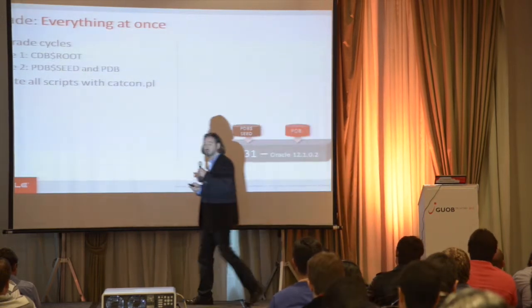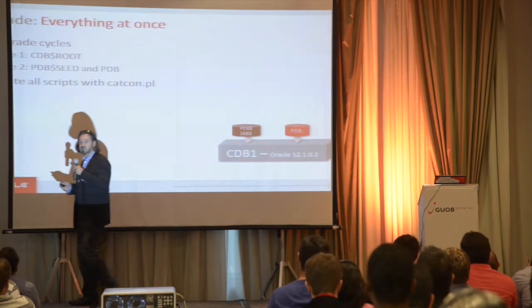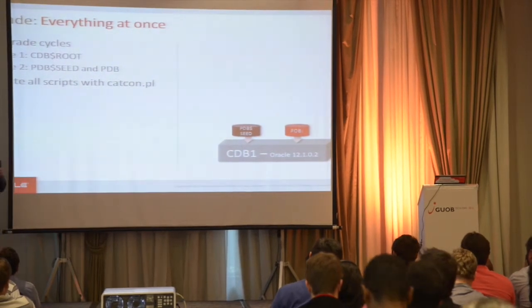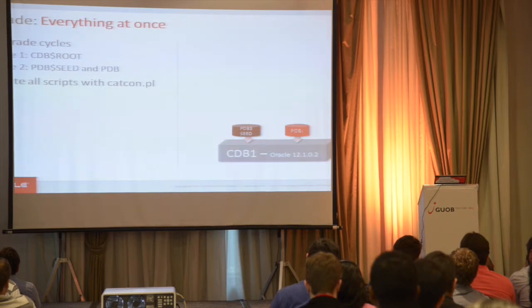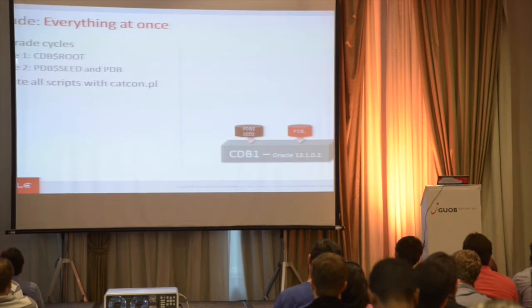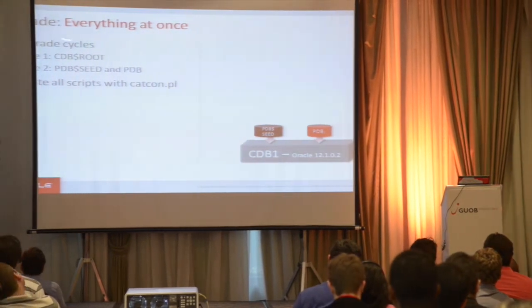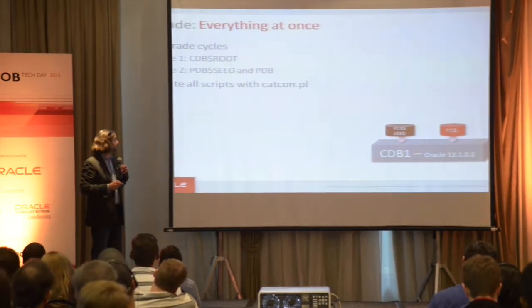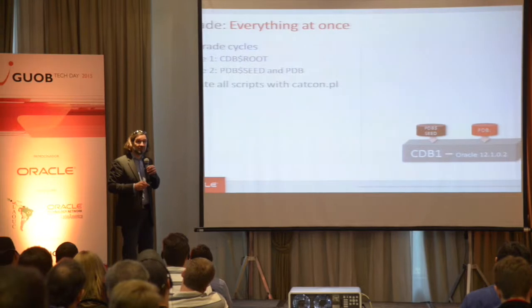Now it depends how powerful your box is. If your machine is powerful and you have a real multi-tenant environment, you can upgrade 32 or 64 in parallel together if you want. But what you get is, you get 2 upgrade cycles at least. You have 1 upgrade cycle for the root and 1 for the pluggable databases together. And you execute all scripts with catcon.